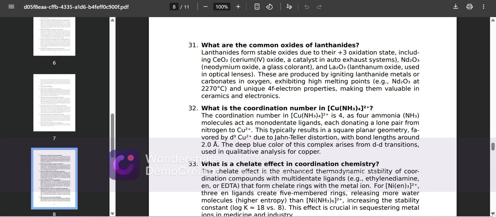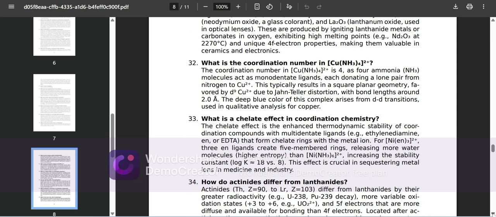These are produced by igniting lanthanide metals or carbonates in oxygen, exhibiting high melting points, Nd2O3 at 2270 degrees Celsius, and unique 4f electron properties, making them valuable in ceramics and electronics.